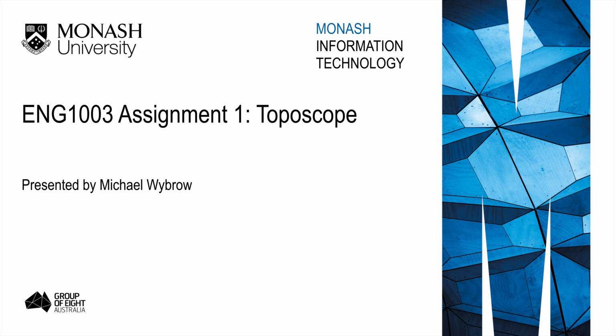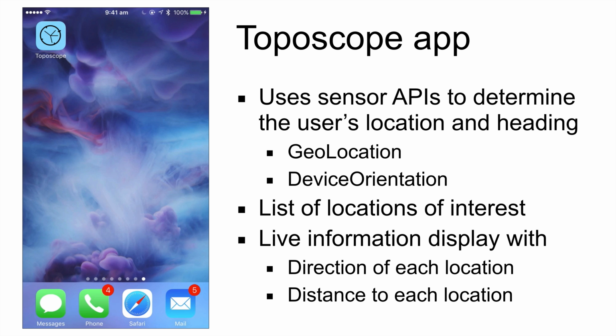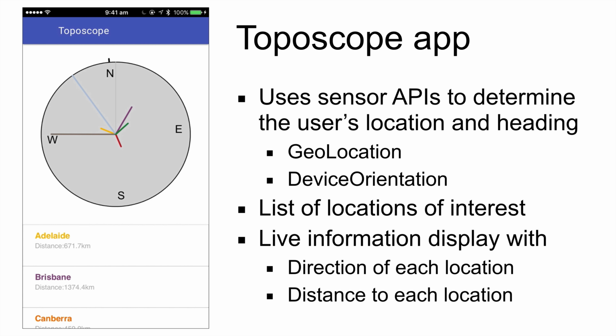Hello, in this video I'll give a quick overview of Assignment 1, which is a Toposcope app. This app uses sensor APIs on the device to determine the user's location and heading. The APIs are geolocation and device orientation. It keeps a list of locations of interest, and for each of these it knows the latitude and longitude.